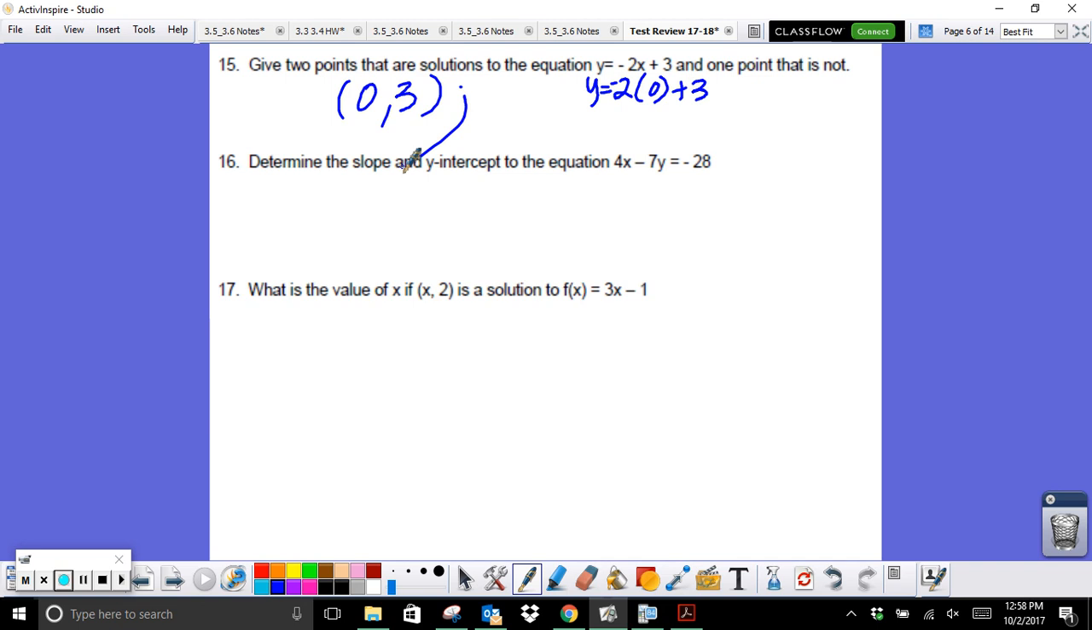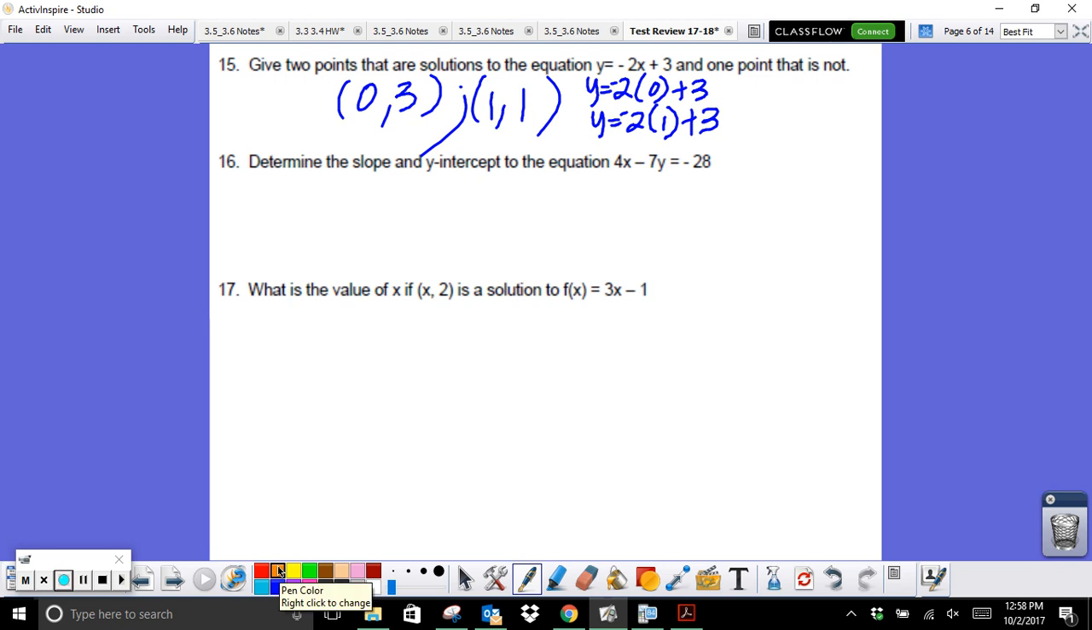Okay, let's get another point that's on the line. Let's say I plug in 1 for x. So I have y equals -2 times 1 plus 3. -2 times 1 is -2 plus 3 is 1. So there's another point that is on the line.